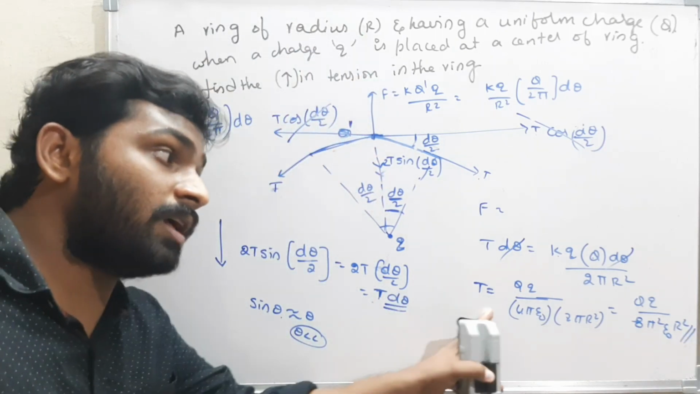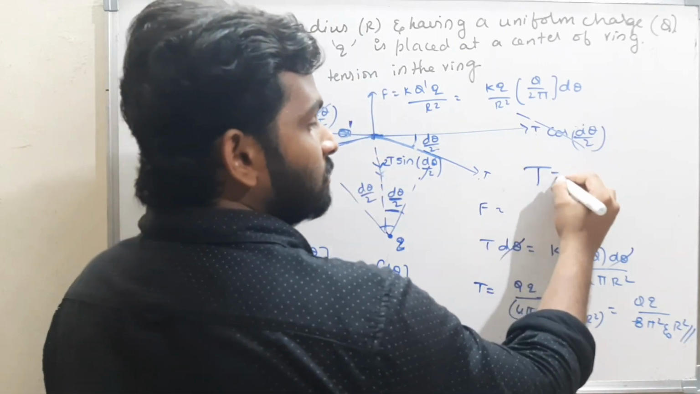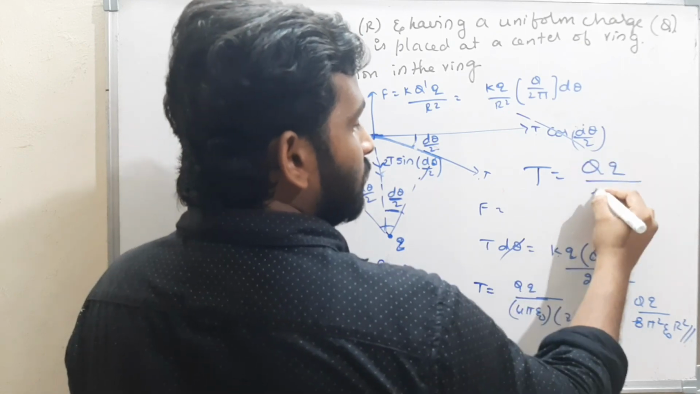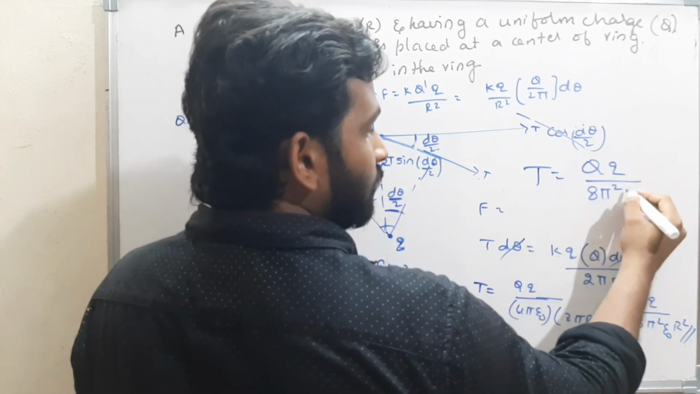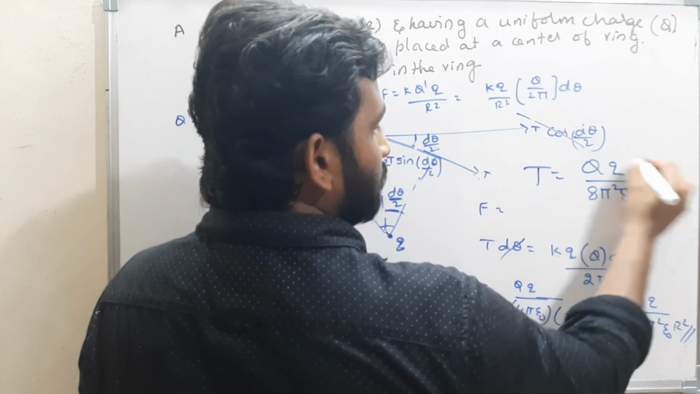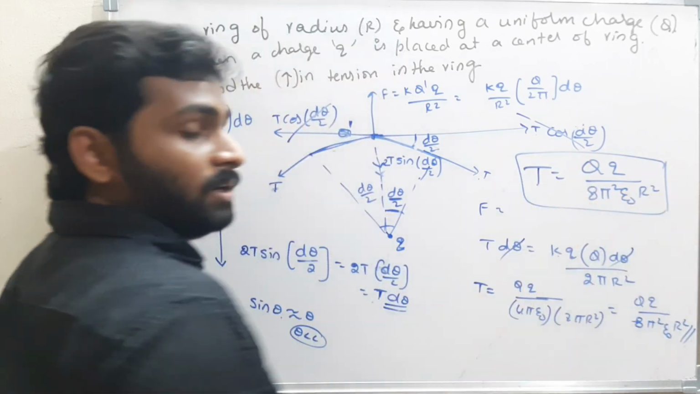The increase in the tension is how much? The increase in the tension is Q q by 8 pi square epsilon naught r square. That is the increase in the tension.